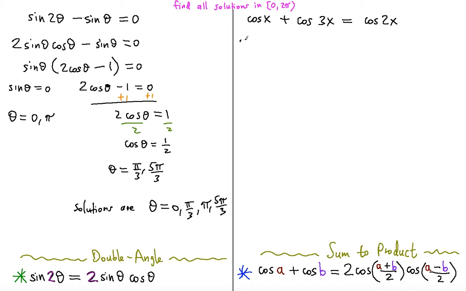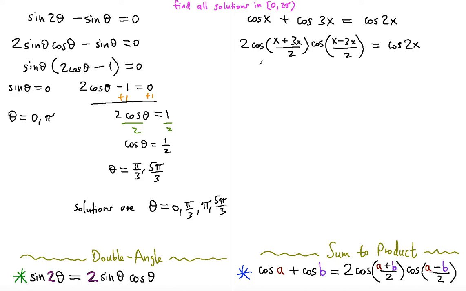So we're going to have essentially 2 cosine of a plus b over 2. A is going to be x, b is going to be 3x, and we're going to divide this by 2, and then keep multiplying because we're transforming the sum to product, as is described in this formula. So cosine of x minus 3x this time divided by 2, and that is set equal to the right side, cosine of 2x.